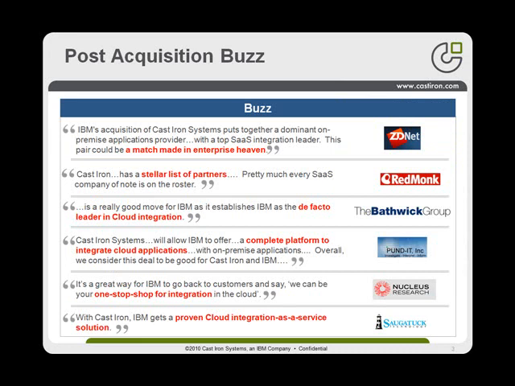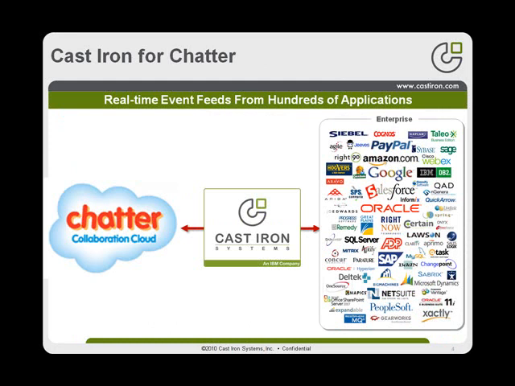And the market reaction has been extremely positive on the acquisition, as you can see here by some of the industry analysts and pundits. Some of the early feedback has been: a match made in enterprise heaven, stellar list of partners, the de facto leader in cloud integration. Cast Iron allows IBM to be a complete platform, a one-stop shop for integration, a proven cloud integration as a service solution, etc. So definitely, there's been very good market traction that highlights the positive synergies of adding Cast Iron to the IBM portfolio. So having said that, let's quickly talk about the demonstration today.